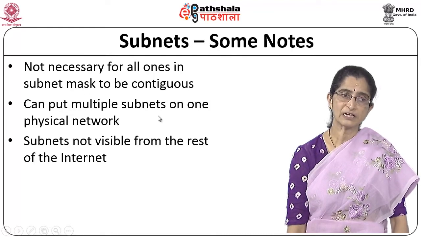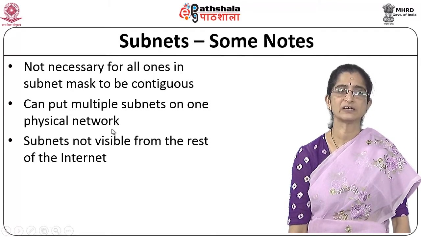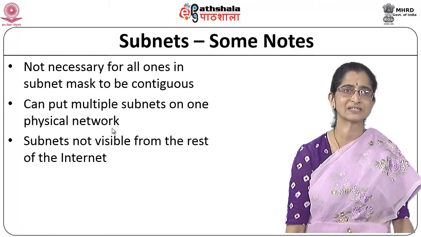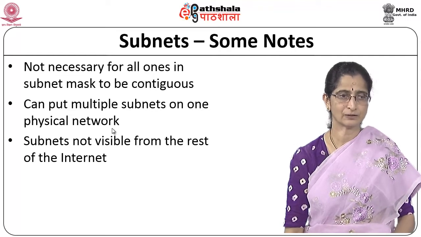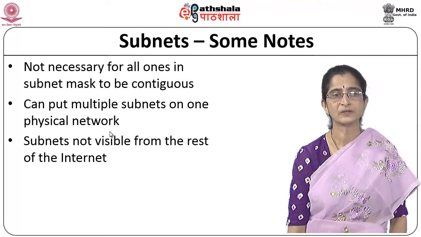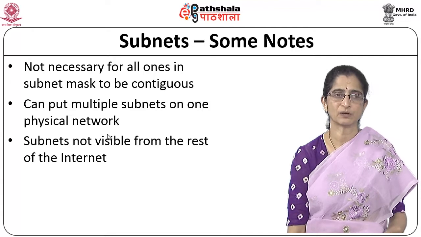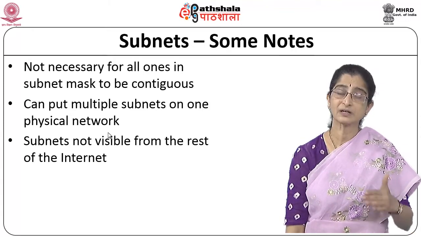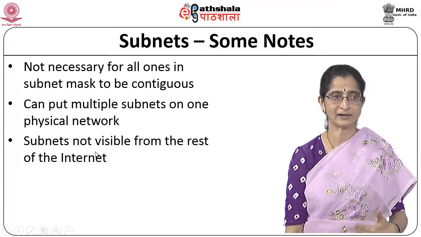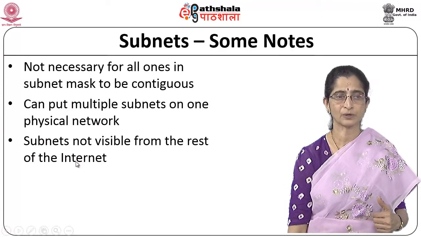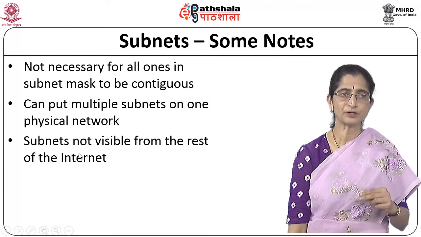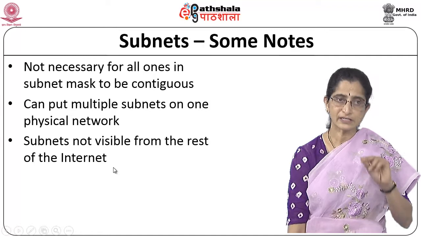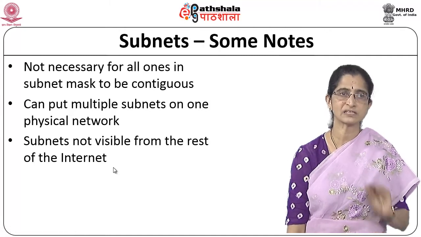And you can also put multiple subnets on one physical network. In fact, in the example that we looked at just now, we had two physically different subnetworks. That is not necessary, it doesn't have to be that way. What we could also do is have multiple subnets belonging to the same physical network. By having different masks, you can identify them. Okay, that is also possible. Another point to note is that these subnets are normally not visible to the rest of the internet. It's only at the local edge router that the subnetting is handled.